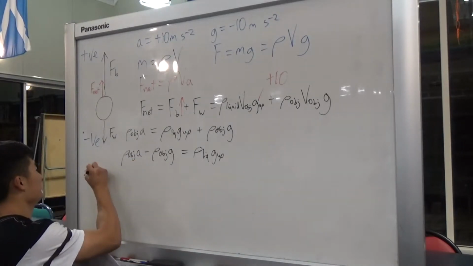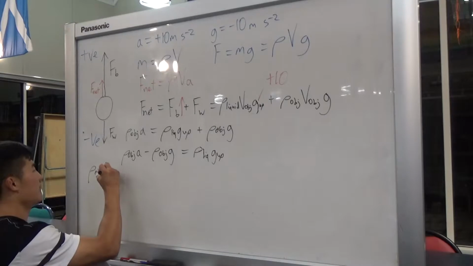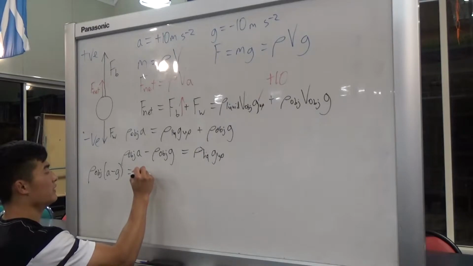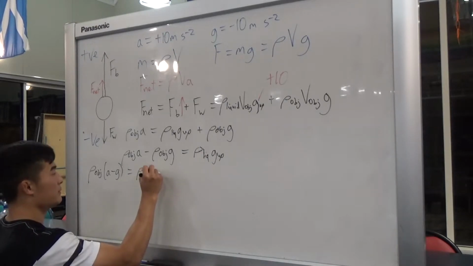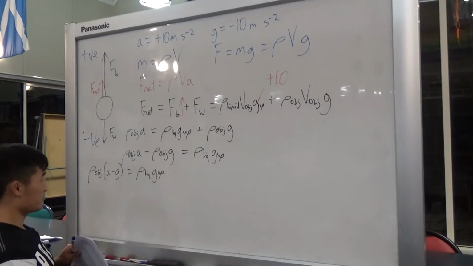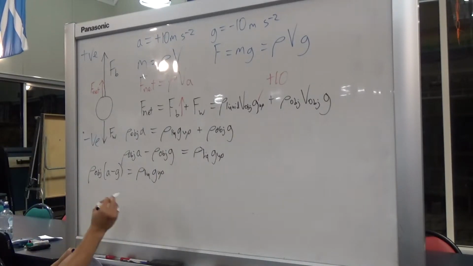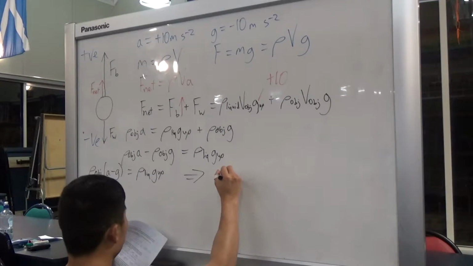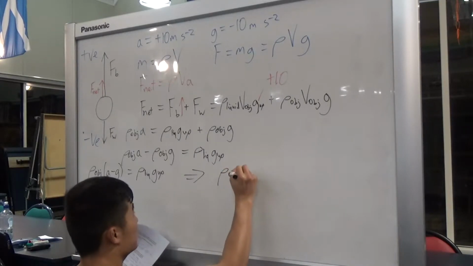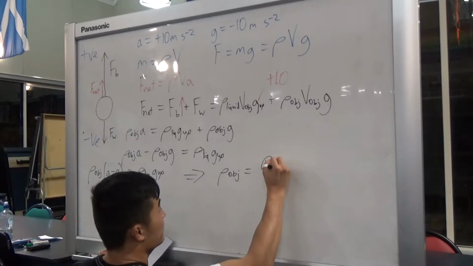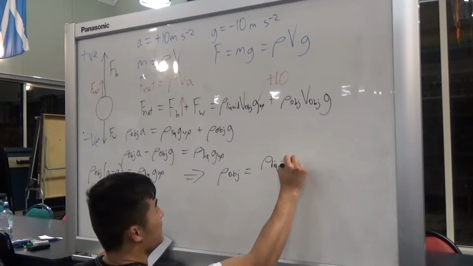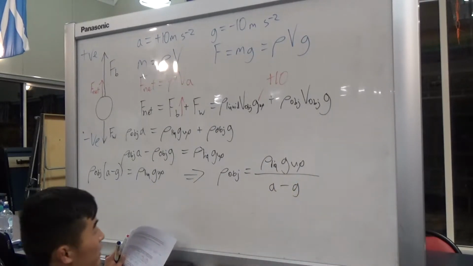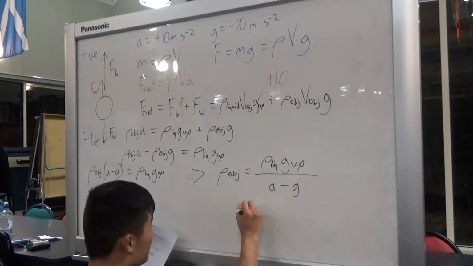Okay, so then we're going to now factorize A and G. So density of the object times A minus G is equal to the density of the liquid times gravity up. Okay, so we want density of object on its own. So we're going to divide both sides by A minus G. So density of object is equal to density of liquid times G up over A minus G. Okay? So now we'll put in the numbers.